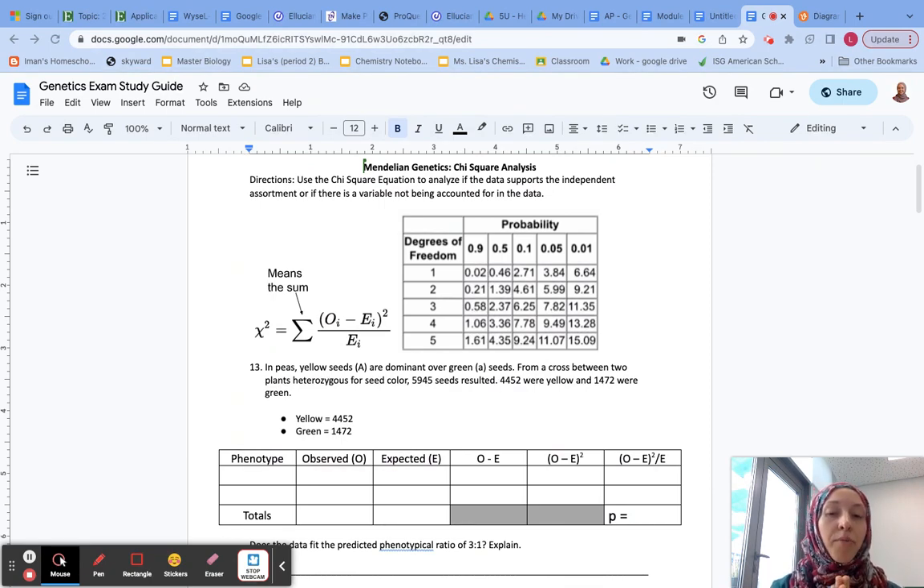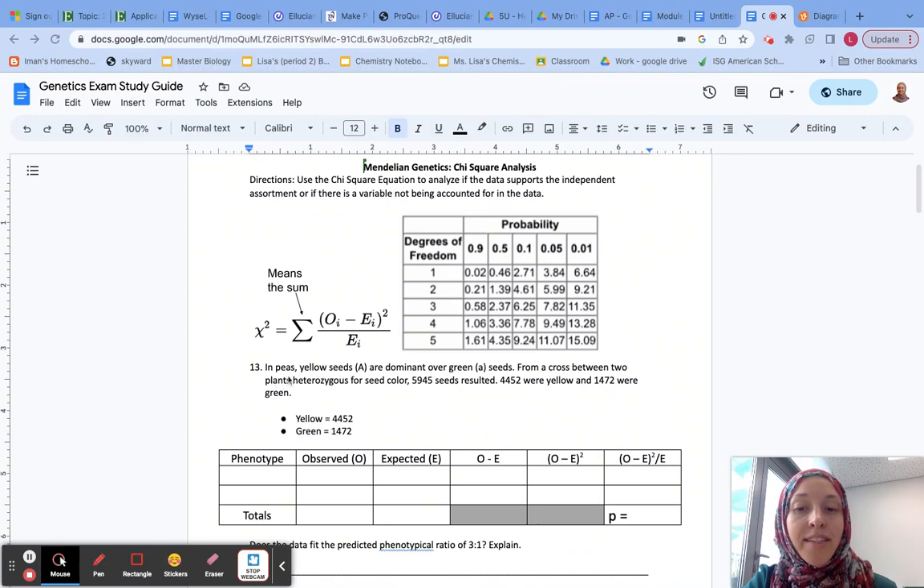Okay. This first part here is from the inheritance lab. And so if you're really comfortable with inheritance lab, you should do fine on this part. Up here at the top, I have the equation that we use for the chi-square and our t-table, our p-table. And so here's our first question.